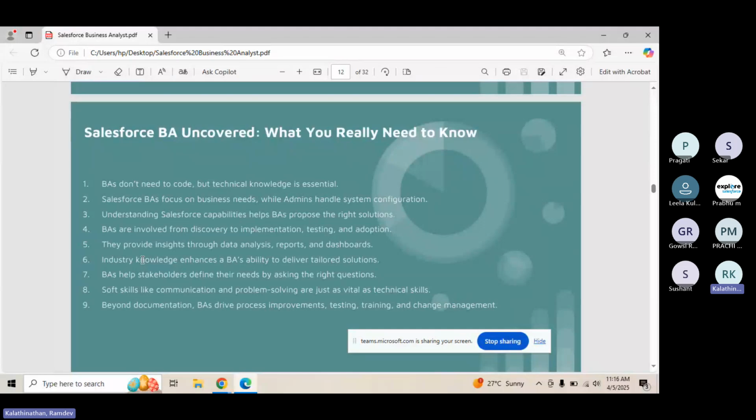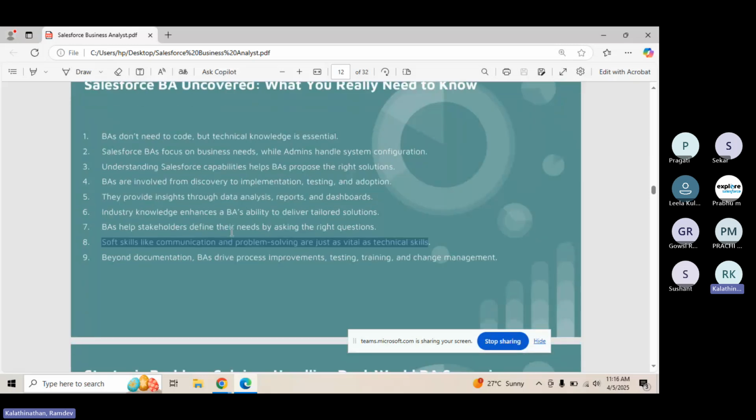Okay, and then BAs help define their needs by asking the right questions. I think this is also something that we already spoke about, so I'm quickly moving on to my next point. Soft skills and problem solving: soft skills like communication and problem solving are very, very vital. So BAs will have to be good experts in all of these.